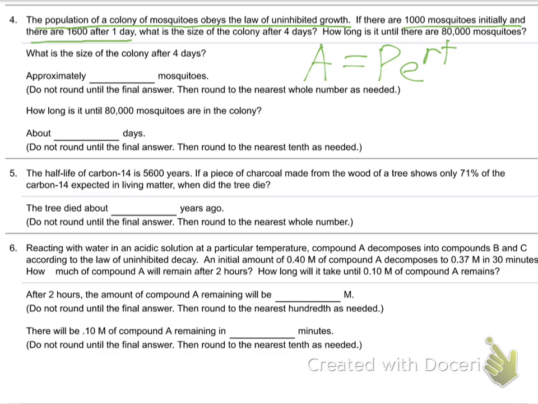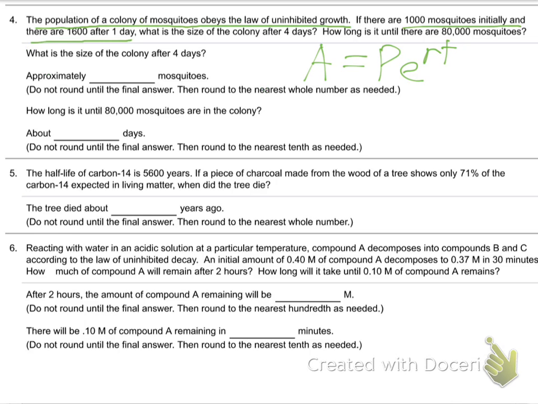So let's stop right there. Let me go to a fresh screen. So this is number 4. 1,000 initially and 1,600 after 1 day.